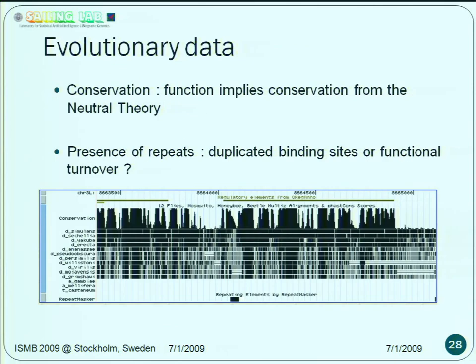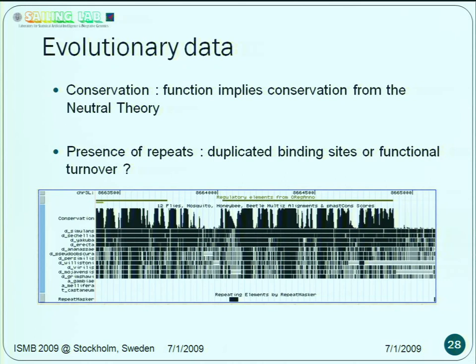One such feature are evolutionary data. Conservation, as I told, that function implies conservation. So some kind of indicator of whether the sites are conserved. Presence of repeats. Repeats, whether they are duplicated binding sites or whether there is functional turnover there.